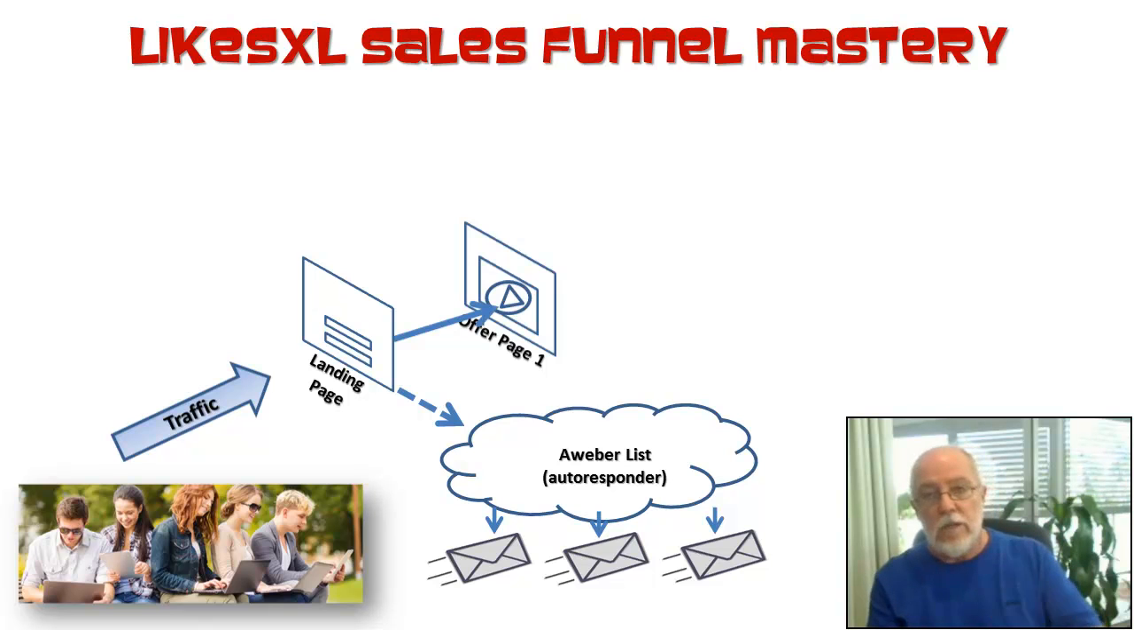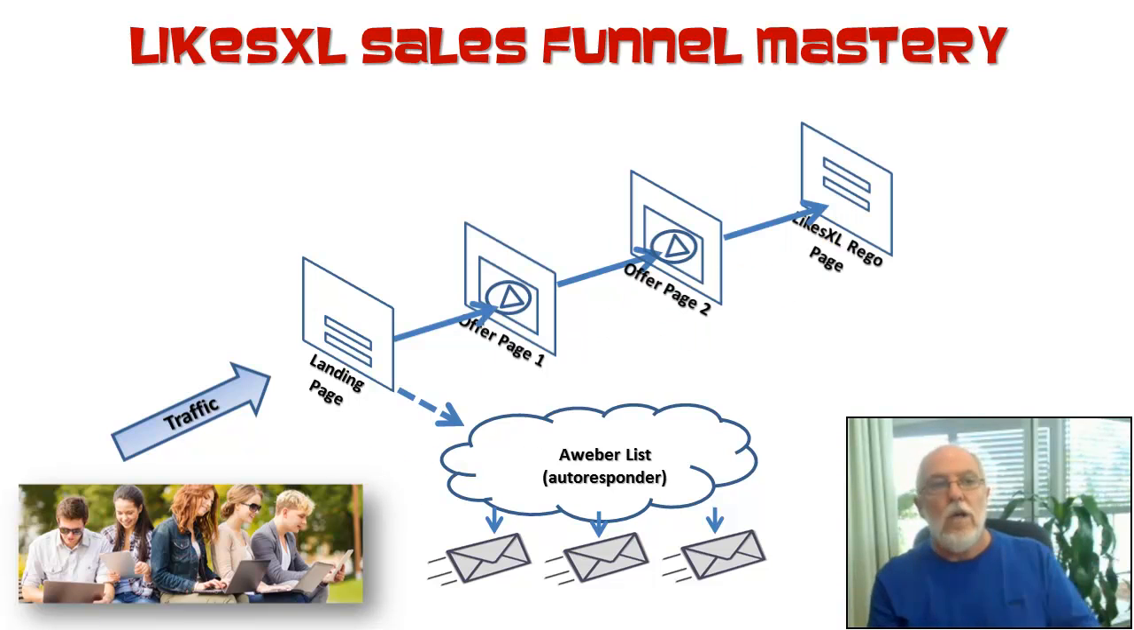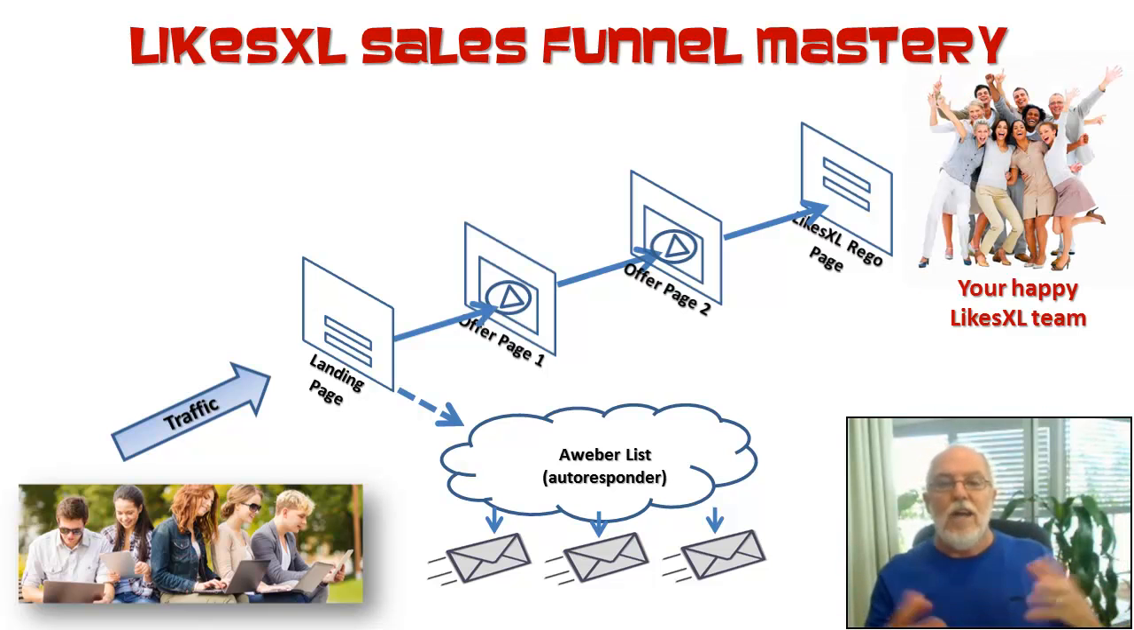Once they see the video, they click the big yellow button, and they're taken to the second page, offer page 2. And the same deal again, there are other videos, and there's a big yellow button, and once they click that big yellow button, they're taken to the final page, which is the registration page for LikesXL, and if they complete the details there, that's how they become your team. So what you're looking at here is a complete 4-page sales funnel.